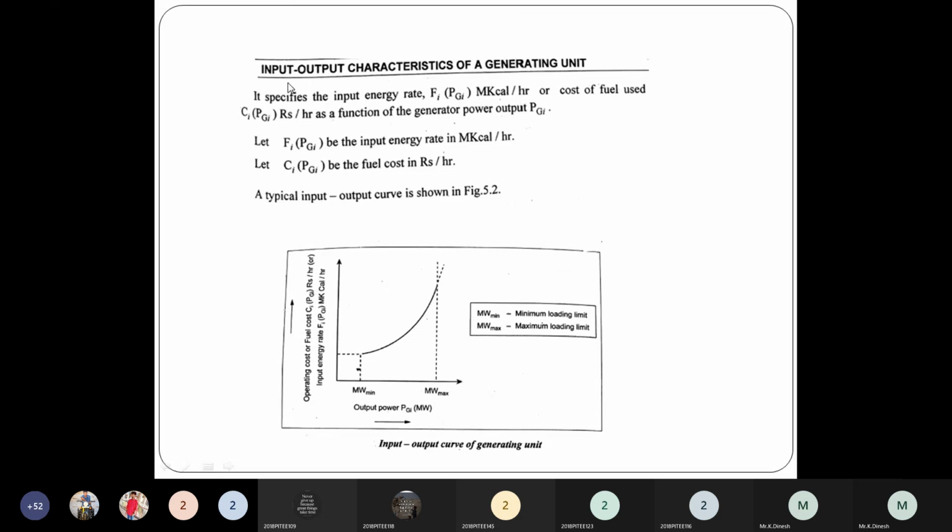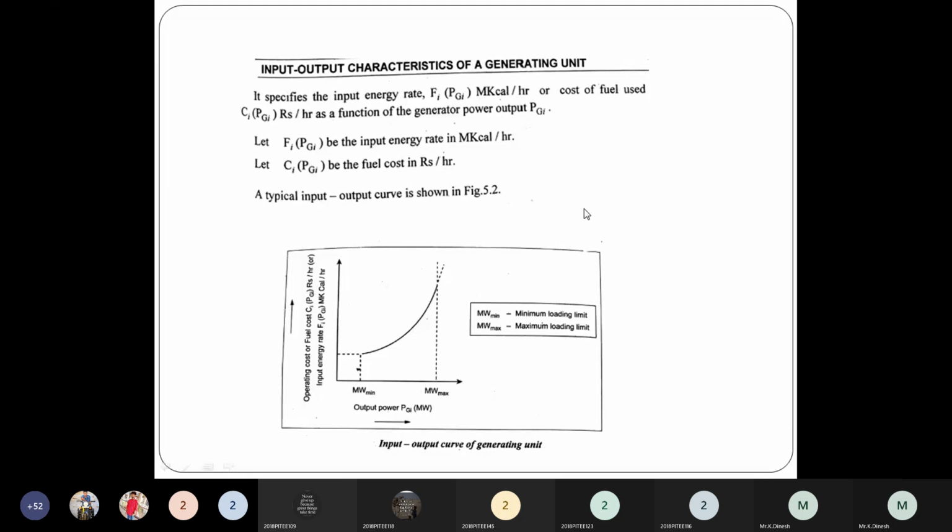And now, input-output characteristics of a generating unit. It specifies the input energy rate. It is generally specified as Fi of PGi, the unit is mega kilocalorie per hour, or cost of fuel used, Ci of PGi, in rupees per hour, as a function of generator power output PGi. Now I am considering two functions. Fi of PGi is your input energy rate in mega kilocalorie per hour, and second, Ci of PGi is your fuel cost in rupees per hour.